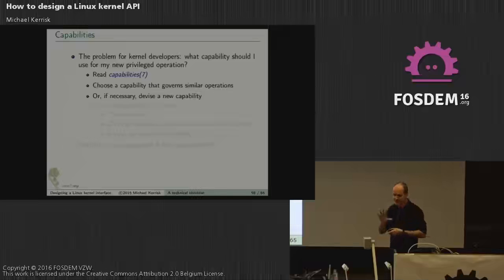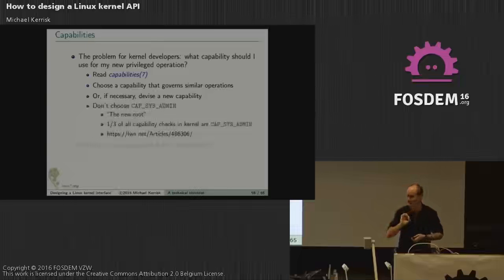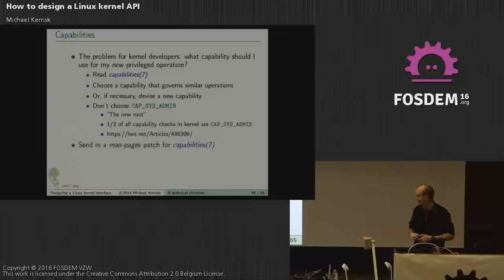Now there are about 1,500 places from memory in the kernel where there are checks: does the user process have this capability? Then it's allowed to do this dangerous operation. But about a third of those are CAP_SYS_ADMIN. In other words, if someone's got CAP_SYS_ADMIN, the game's over. It's just as good as being root, because there are so many pathways for things you can do with CAP_SYS_ADMIN. I call CAP_SYS_ADMIN the new root. Again, I wrote about that, was the title of the article.